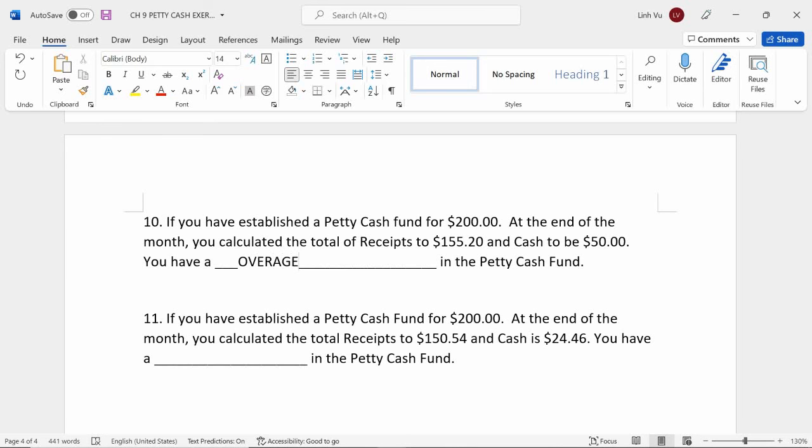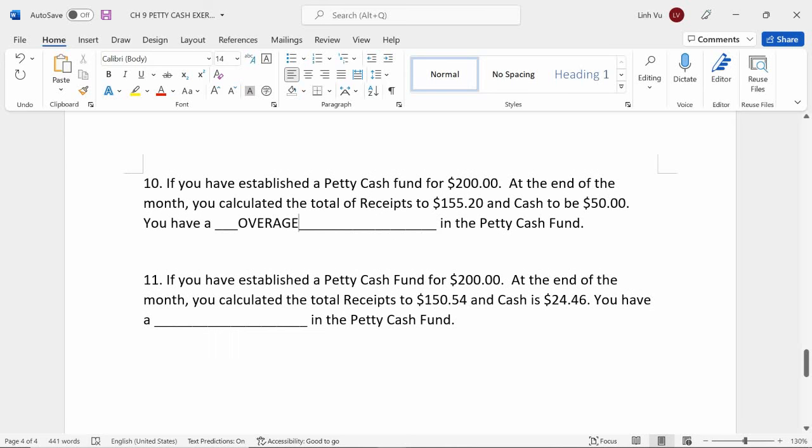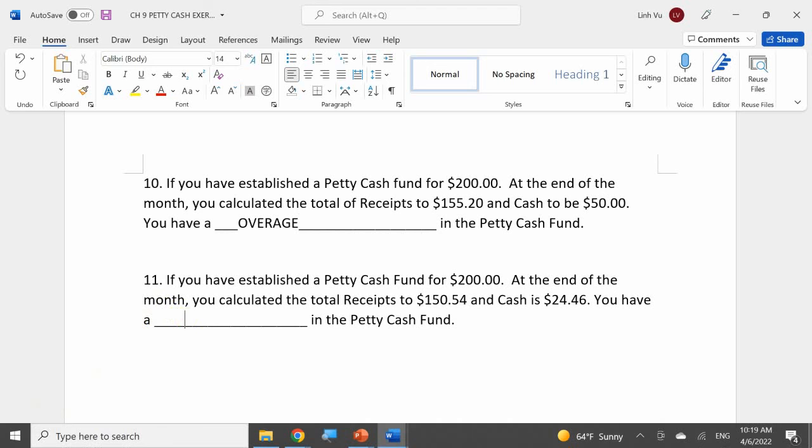Good. Okay. Number 11, if you have established a petty cash drawer for $200 and at the end of the month you calculated a total receipts to be $150.54 and a total cash of $24.46, you have a blank in the petty cash. Shortage, right? Because 150 plus $24 is what? 174, and you're supposed to have $200, so you're missing money. So therefore, you have a shortage.